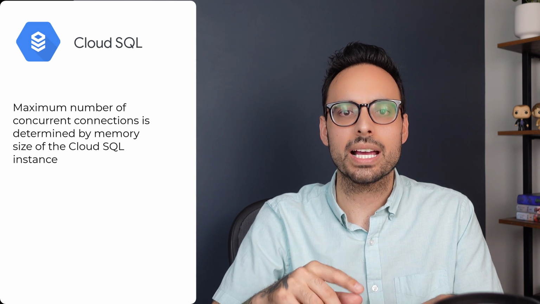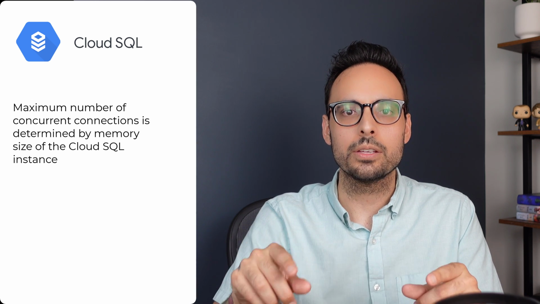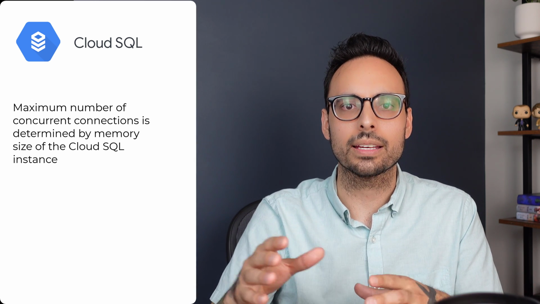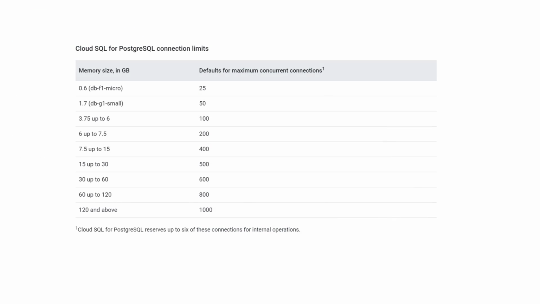Cloud SQL does not auto-scale in the same way as Cloud Run. Cloud SQL decides the maximum number of connections that can be made at one time by using the amount of memory that's allocated to the Cloud SQL instance. So this chart here will show you that depending on the amount of memory that you've allocated to your instance, well, that defines the maximum number of connections that can be made.